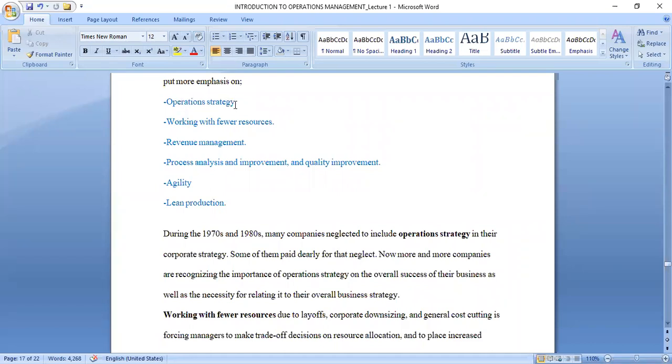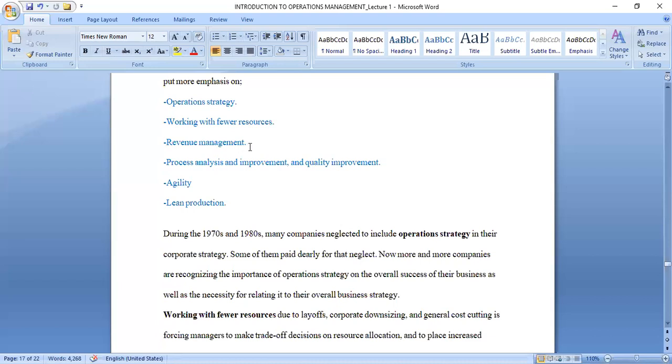Now, with operations strategy, the business is asking itself: how will you make your service unique from other competitors? So that is all about operations strategy. And working with fewer resources, resources could be in terms of human resource. It may involve companies downsizing, laying off some workers to minimize costs. That is working with fewer workers, for example.